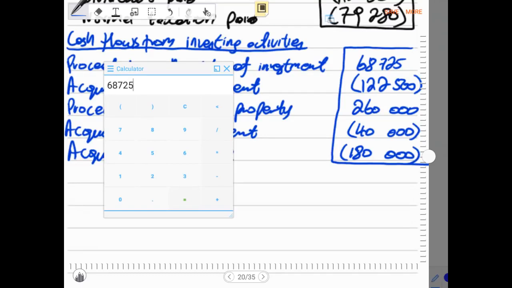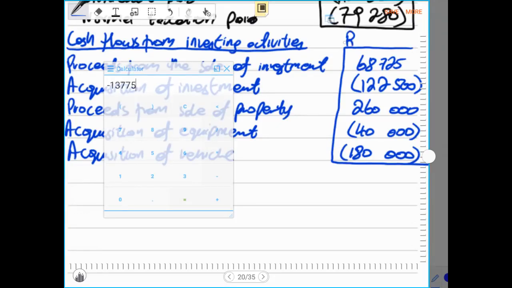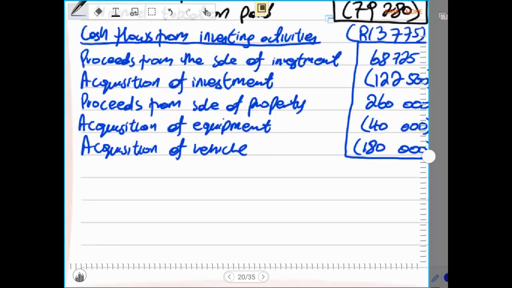68,725 plus 122,500 plus 260,000 rands minus 40,000 rands minus 180,000 rands. This will give us negative 13,775. It is negative 13,775. Take note, signs in cash flow, they count.